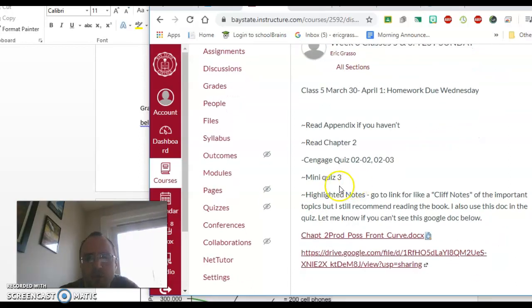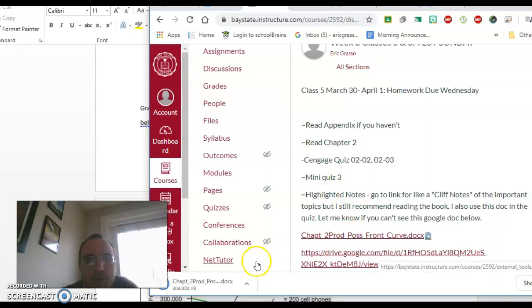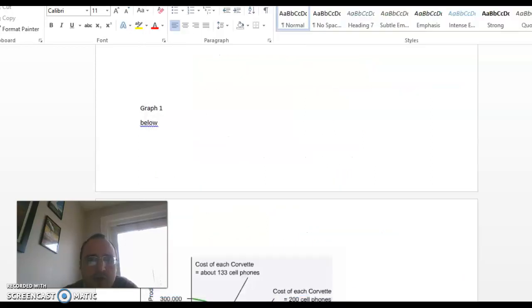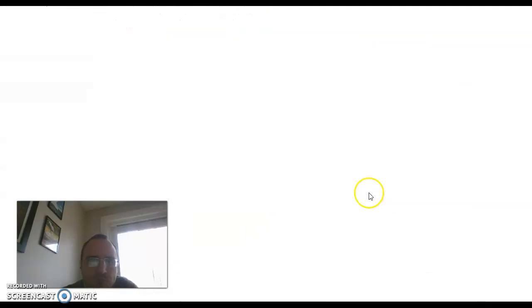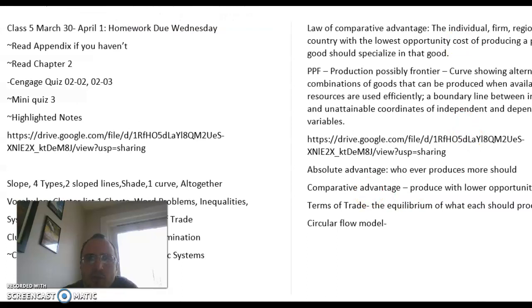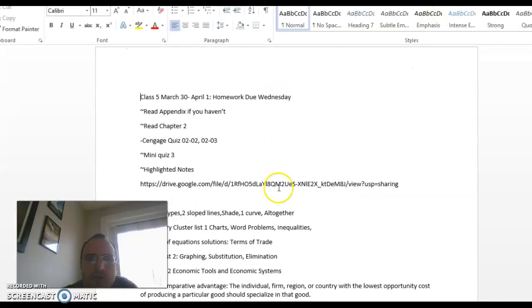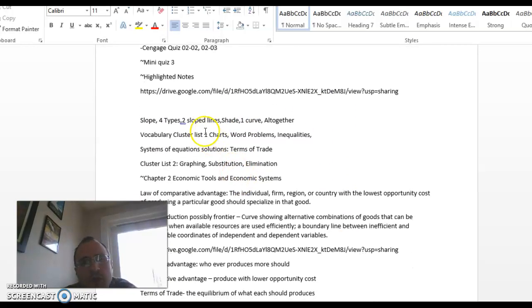The way I'm going to help you with the mini quizzes is I always try to give you the notes. The highlighted notes are this little section here that I make. Sometimes it'll be the entire section, but if you click on this, it'll bring up this document here. I tried a new method where I added a Google Doc. It should work for everyone. So let me go over this.